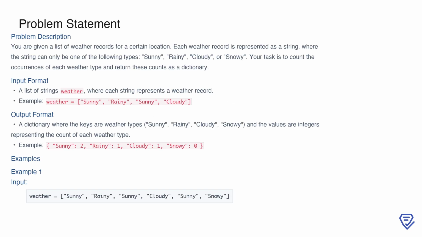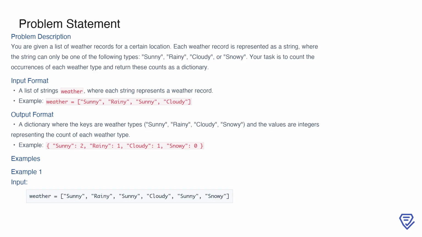In this problem, you're tasked with analyzing weather data from a list of records. Each record is a string representing a weather type, and it can only be one of four options: sunny, rainy, cloudy, or snowy. Your goal is to determine how many times each weather type occurs and return these counts in a dictionary. For example, if the input list is sunny, rainy, sunny, cloudy, the output would be a dictionary like sunny: 2, rainy: 1, cloudy: 1, snowy: 0.